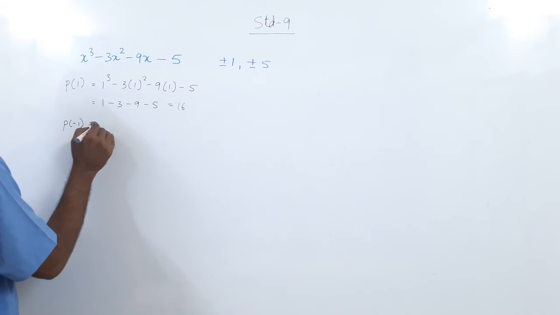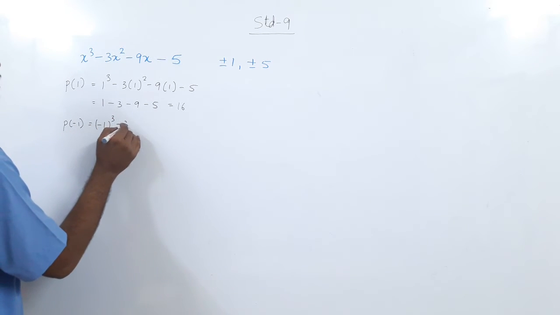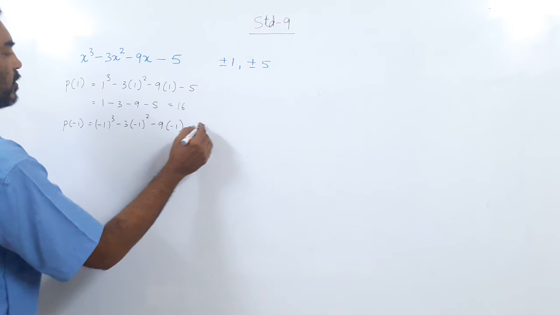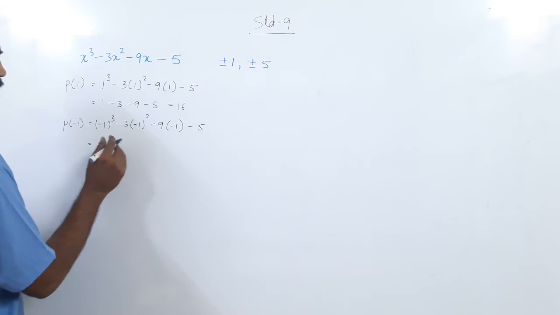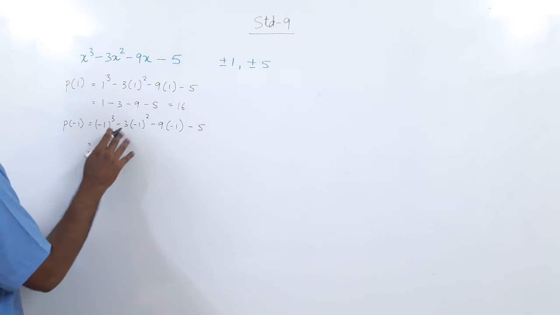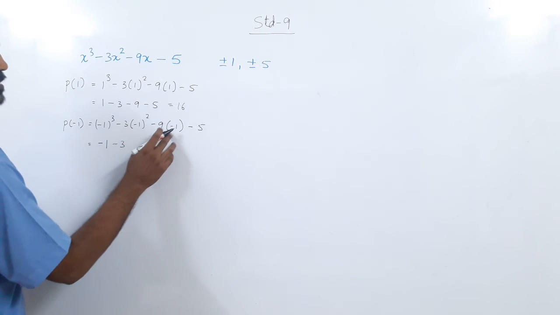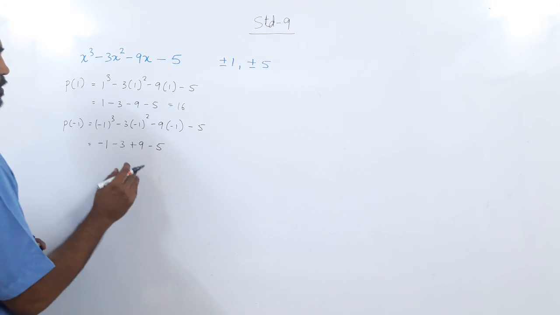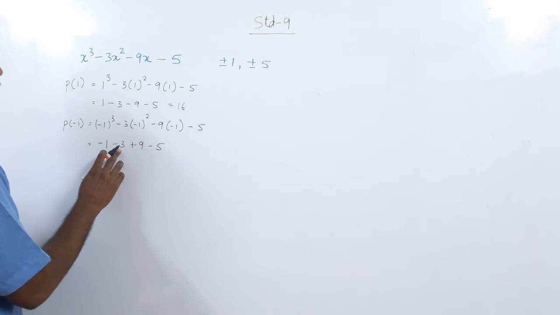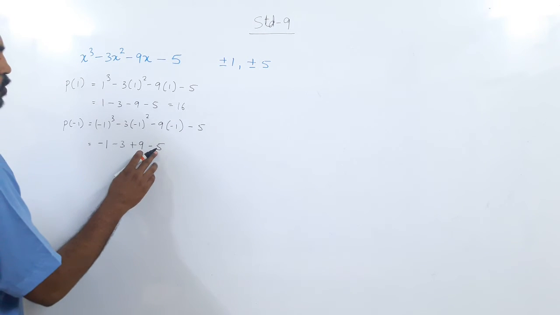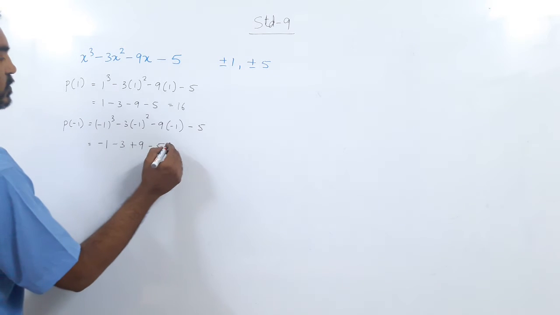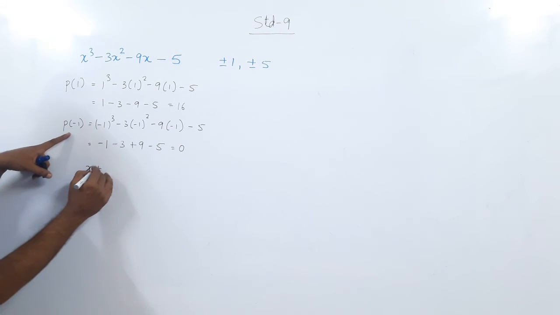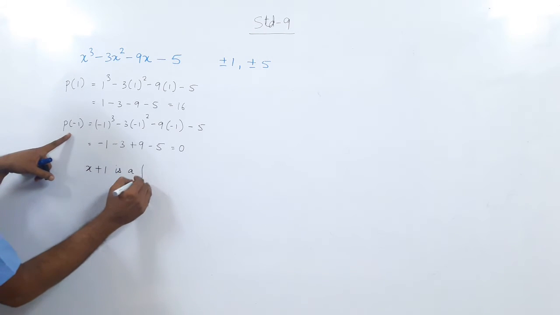We try P of minus 1: minus 1 the whole cube, minus 3 into minus 1 the whole square, minus 9 into minus 1, minus 5. Minus 1 cube is minus 1, minus 1 square is 1, but 1 into 3 is minus 3, minus 9 into minus 1 is plus 9, and minus 5. So minus 3, minus 1, minus 3 is minus 4, minus 4 minus 5 is minus 9, minus 9 plus 9 is 0. So we have x plus 1 is a factor.